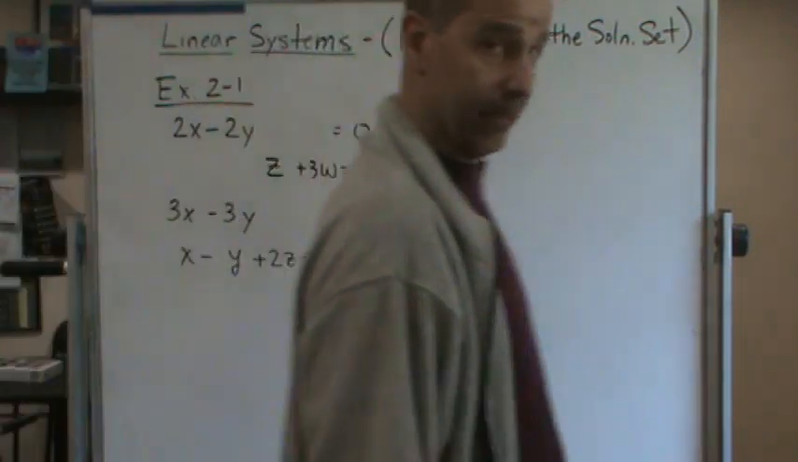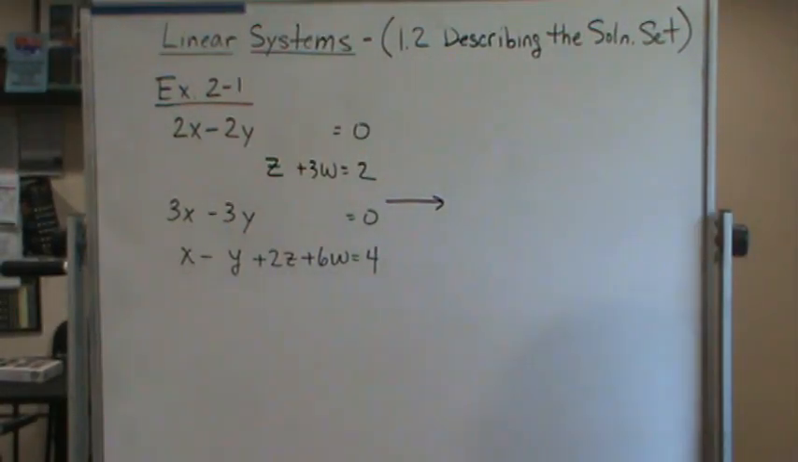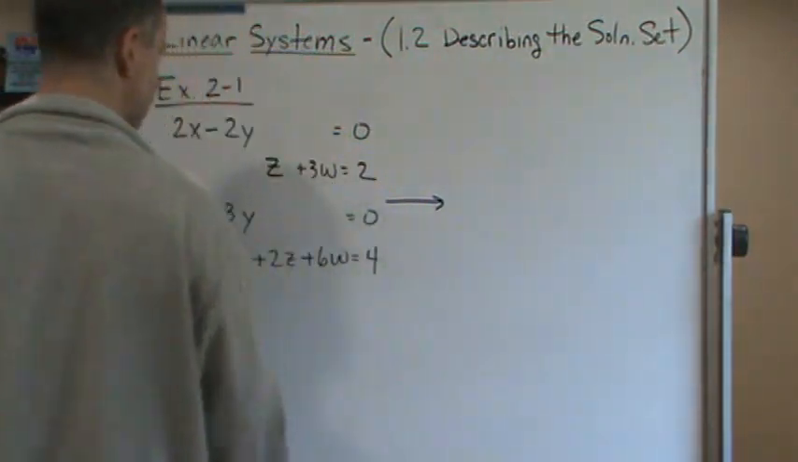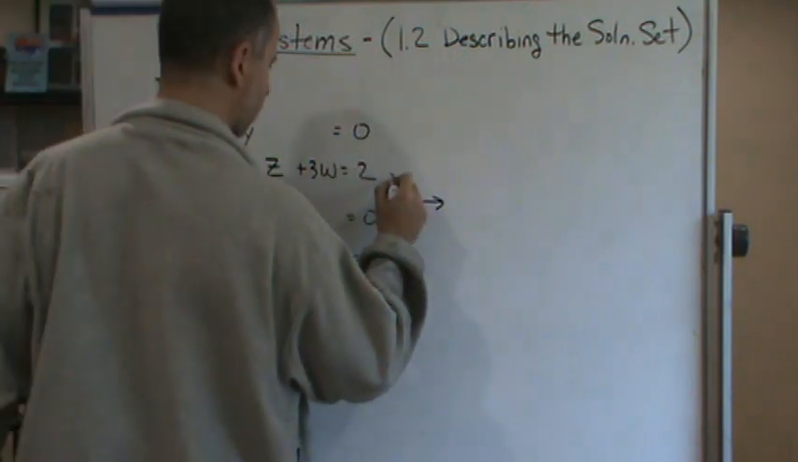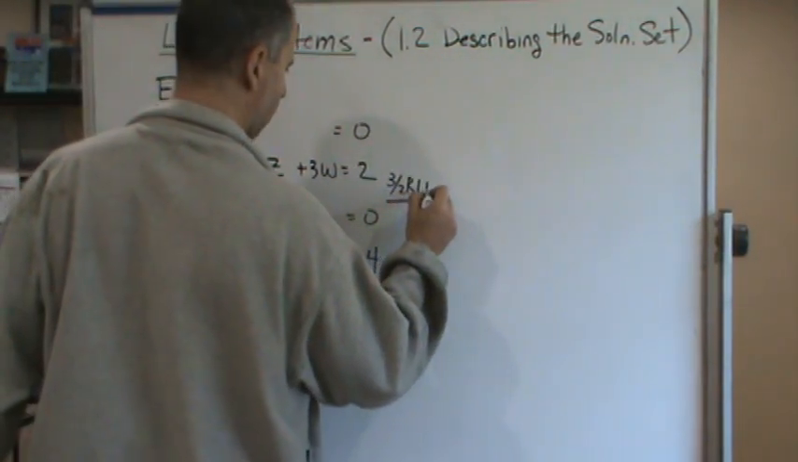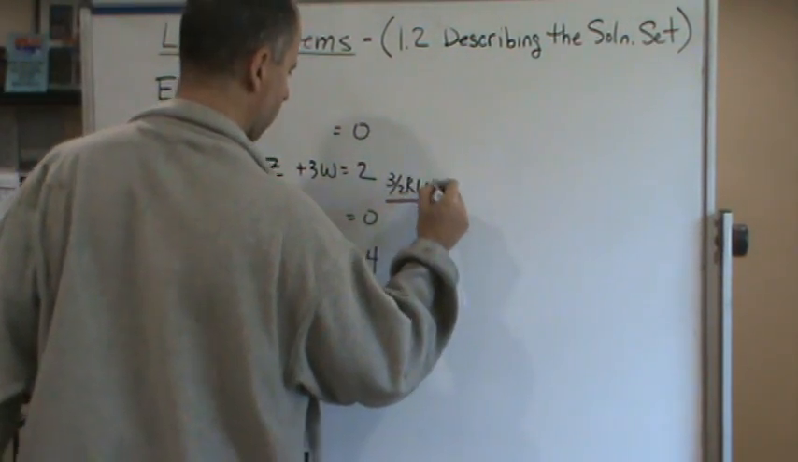Okay, so welcome back, and let's do this example. We have this system, and we're going to use our elementary row operations to reduce it. The first thing we're going to do is take 3/2 row 1 plus row 3.